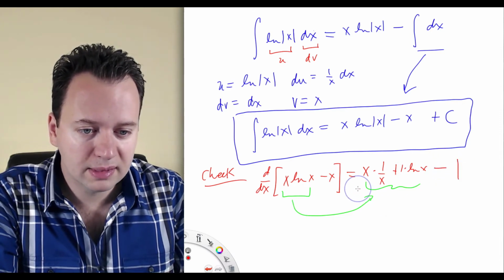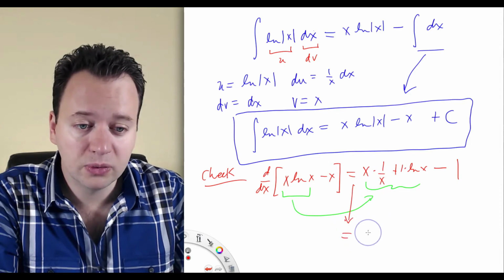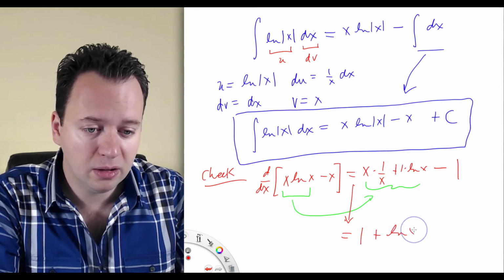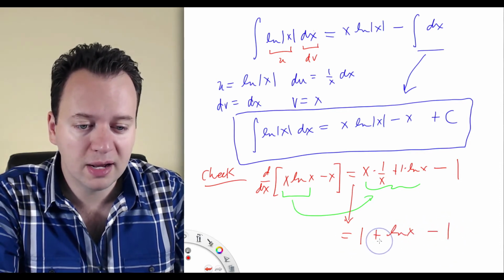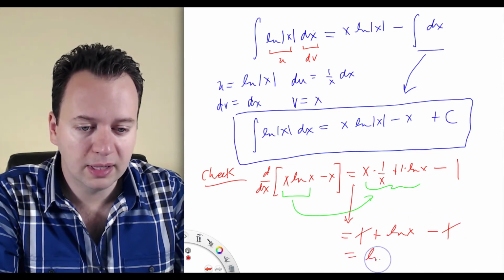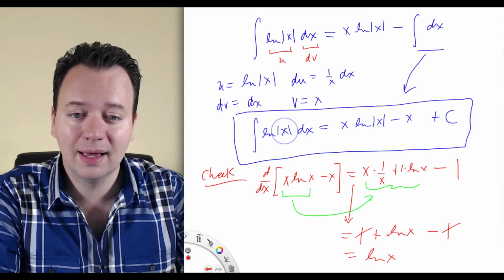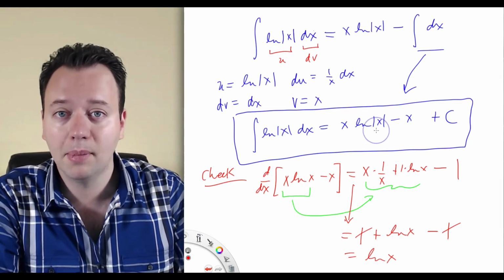And then this whole thing simplifies. X times 1 over x is 1, then plus 1 times ln of x is ln of x, and then minus 1. So 1 plus ln of x minus 1 is just equal to ln of x. So the antiderivative of ln of x truly is x ln of x minus x, and it works.